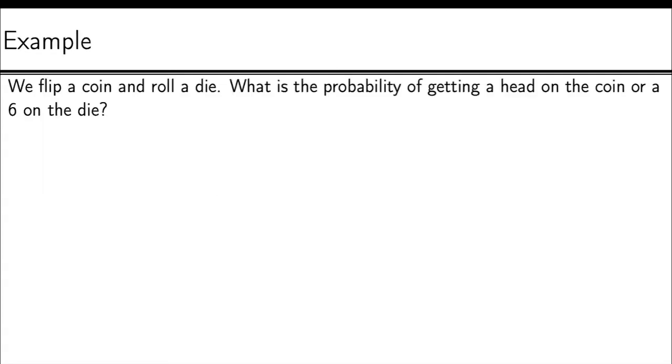So let's do an example. We flip a coin and we roll a die. What is the probability of getting a head on the coin or a 6 on the die? So, probability of heads or 6. All right, so this is an or, so we know this is the probability of heads, plus the probability of a 6 on the die, minus the probability of a heads and a 6.